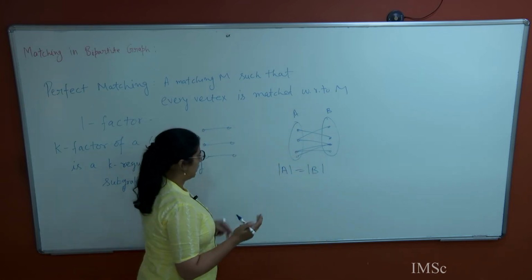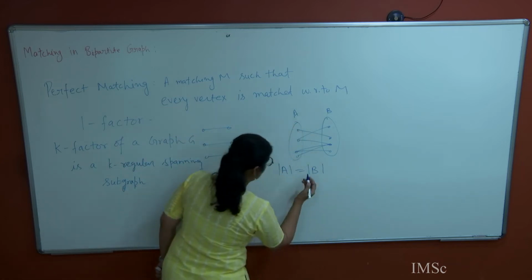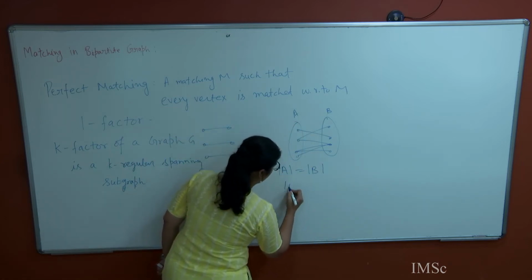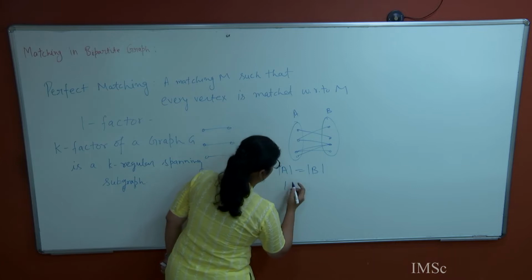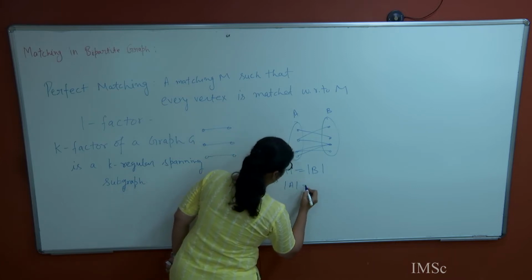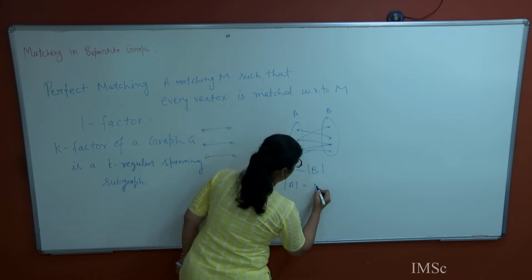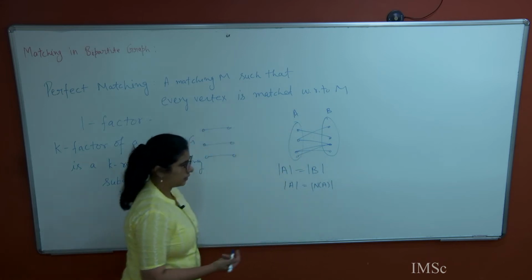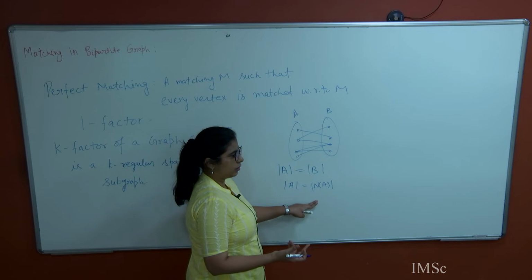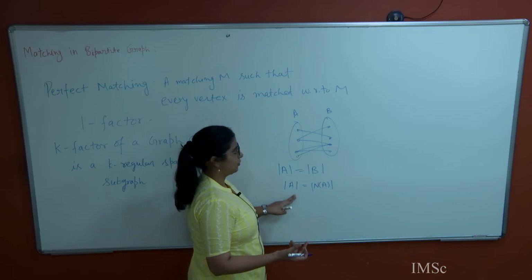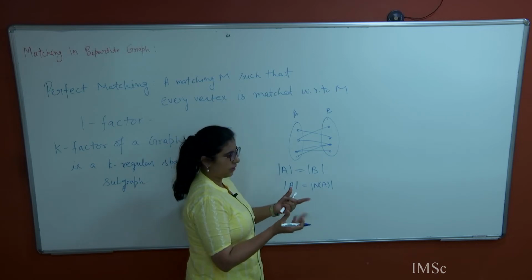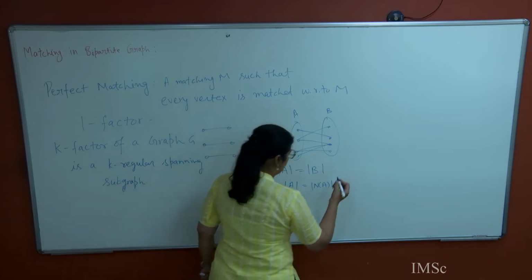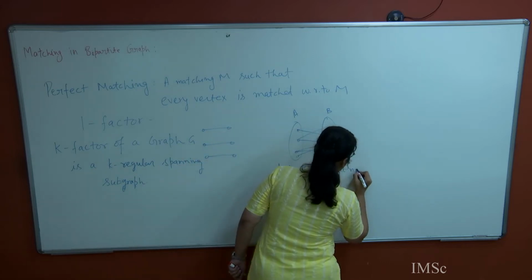So we can write it like this: A, and B is actually the neighborhood of A, right? B is the neighborhood of the whole set A, the neighbors are in B. Yes, this is necessary, but not sufficient.